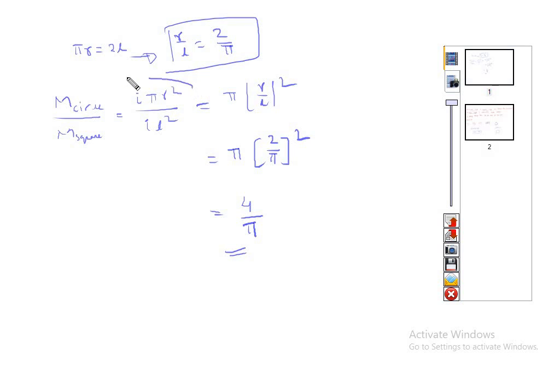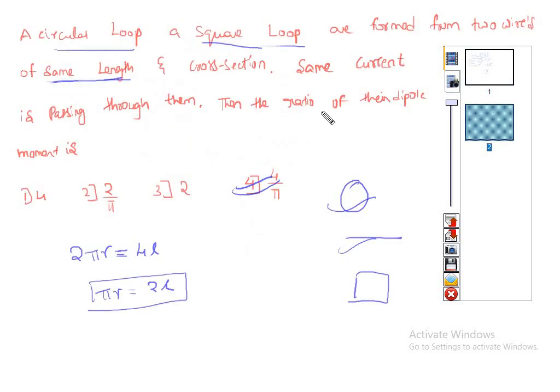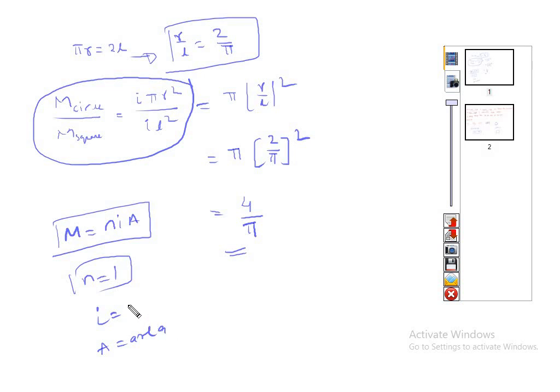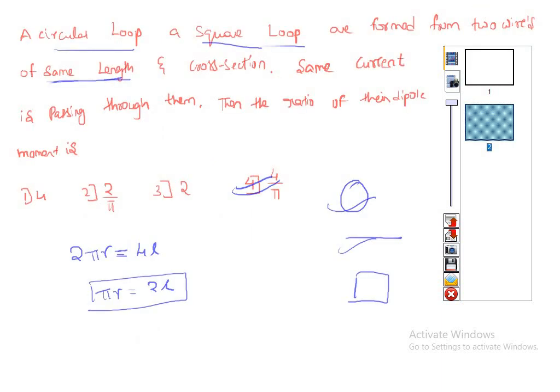If you are confused about the dipole moment, the formula is NIA, where N is equal to 1, I is current and A is area. For the circle, the current is I and the area is pi r square. For the square, the current is I and the area is length square, L square. That is the doubt you might be having. I hope it is clear. So let's get started with the next question.